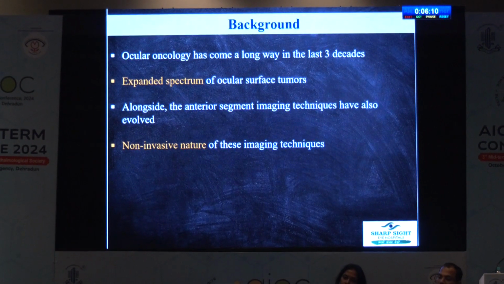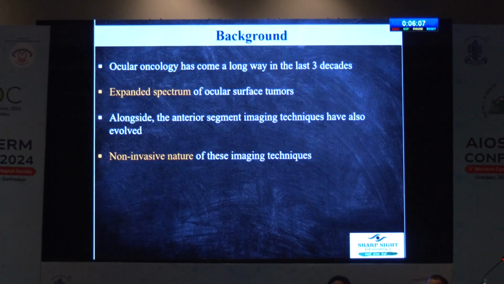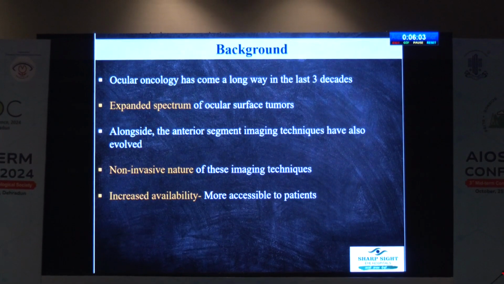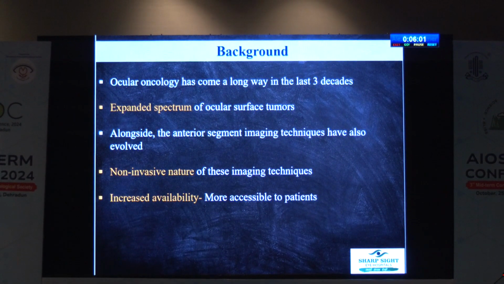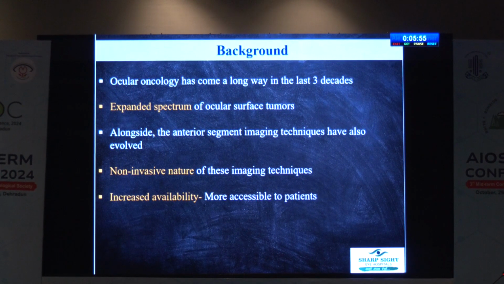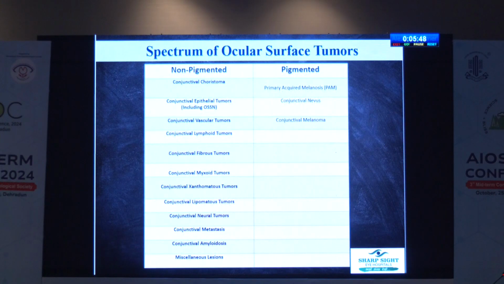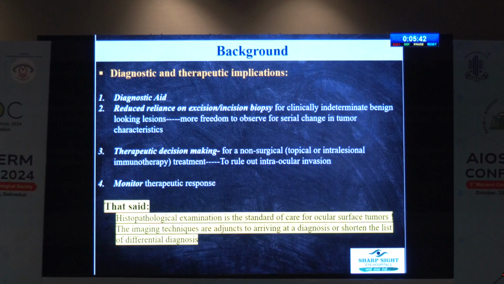The non-invasive nature of these imaging techniques has led to their acceptance on a very large scale, and also increased availability. There was a time when an anterior segment OCT would be available at select places, if I talk about Delhi, and now almost every setup would have one basic OCT, and if you attach an anterior segment attachment to a posterior OCT, you can get a good ASOCT as well. There's a huge spectrum of ocular surface tumors, and many of these can be differentiated amongst themselves using these imaging techniques.